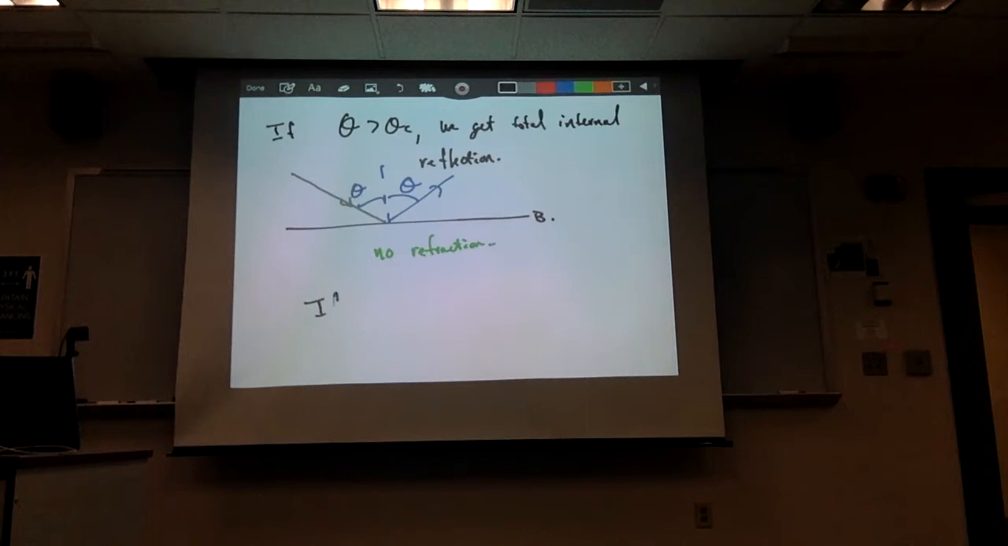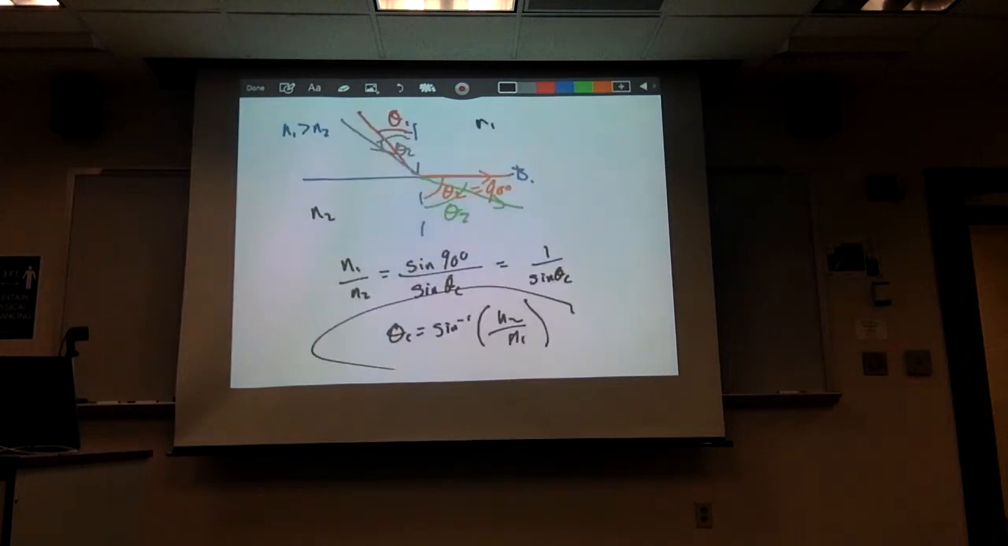However, if theta is less than theta critical, we get refraction, as in the usual case. So this is what we call total internal reflection. Basically, total internal reflection will occur as long as your angle theta is greater than the angle theta critical, where theta critical is of course determined solely by the indices of refraction.